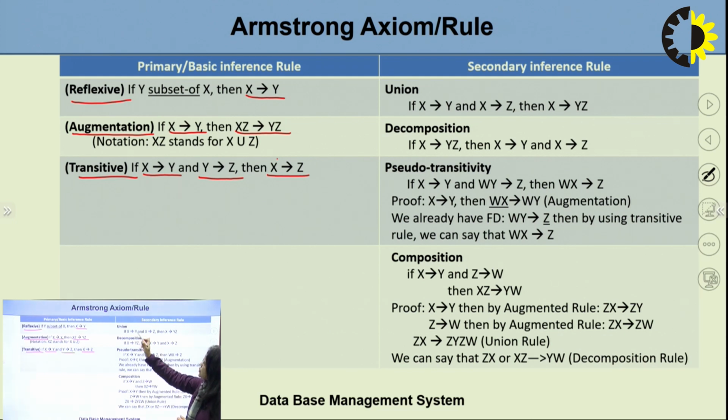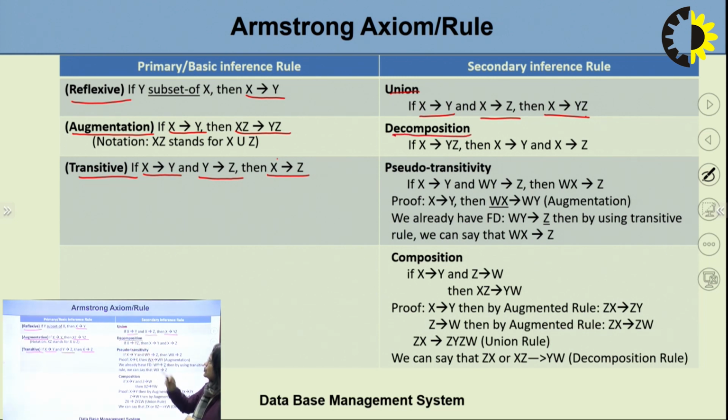Okay. So the union rule. What the union rule says is that if x tends to y holds and x tends to z holds, then we can combine the right hand side. So we can say that x tends to yz holds. This is what the union is. We are combining the two functional dependencies here.